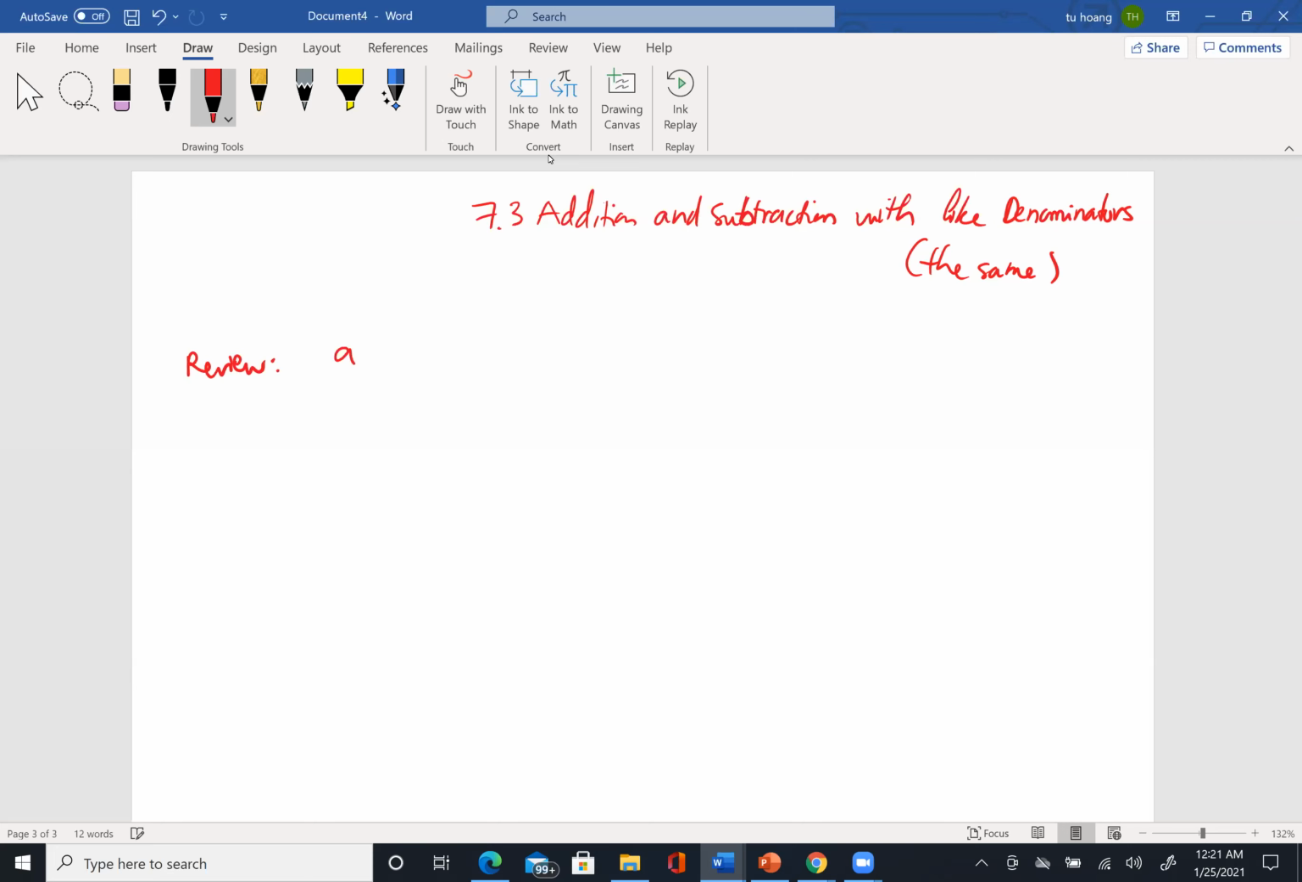Everyone know that A over C plus B over C, right? Is going to be equal to A plus B over C. Remember that. Addition or subtraction with this, let me change this, plus and minus, right? With the same denominator, C here, then you can just do the operation on the numerator and keep the denominator the same.